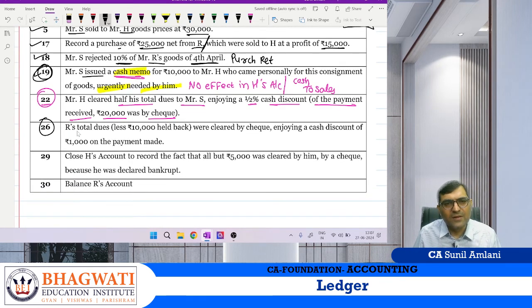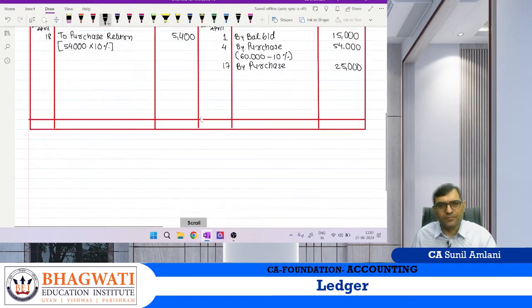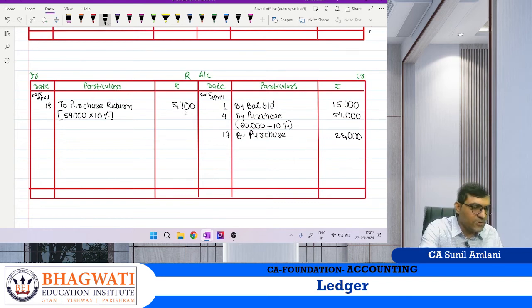Now 26, R's total due less 10,000 held back were cleared by check, enjoying a cash discount of 1,000 on payment made. Okay, so here whatever we are owing to R, from the 10,000 we are keeping aside, right? 10,000 we are holding, that we are not paying it. So remaining amount we are paying. On that 1,000 is discount. So remaining amount I must have paid by check. What is R's due? If we go to R's account here, so 15,000 plus 54 plus 25 minus 5,400. So right now we are owing him 88,600.